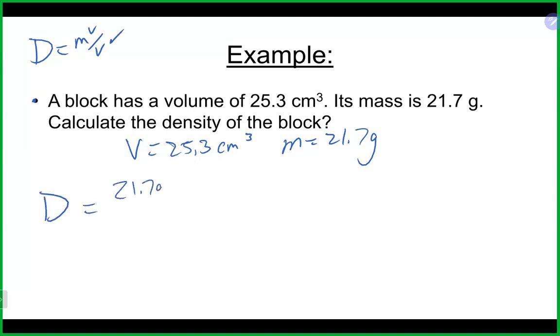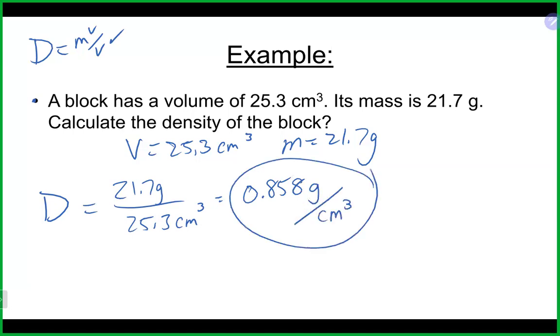So 21.7 grams divided by 25.3 cubic centimeters. When we divide it out here, we'll end up with 0.858. The units are grams per cubic centimeter. Once again, the number goes with the grams part. The cubic centimeter is basically 1, and they don't cancel out in this case. In terms of significant figures, I got 3 there, so I probably should have 3 significant figures there as well. Any questions on that one there?